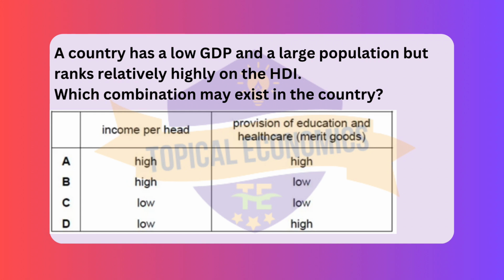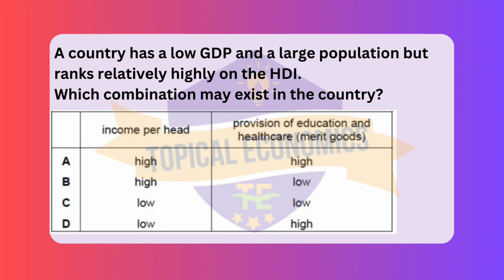Analyzing the other options. Option A, high income per head, high provision of education and healthcare. This combination typically results in a high HDI. However, the question specifies that the country has low GDP. Therefore, a high income per head is inconsistent with the conditions described in the question.